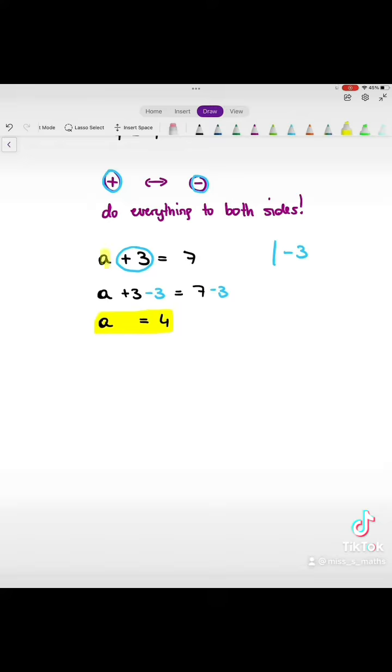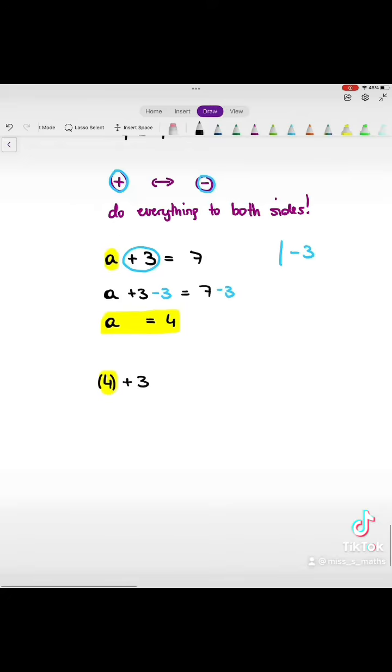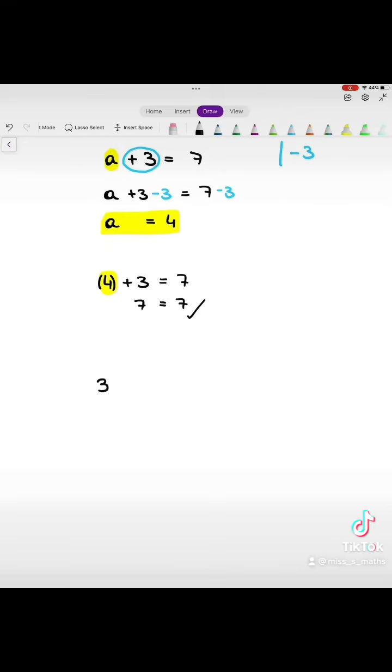Now let's look at this equation. A plus 3 is 7. We need to get rid of that plus 3, so we're going to try and subtract 3 on both sides, keeping this a true statement, and we get A is 4, and by feeding that back into the equation we can check that 7 equals 7 when we feed back for A is 4.